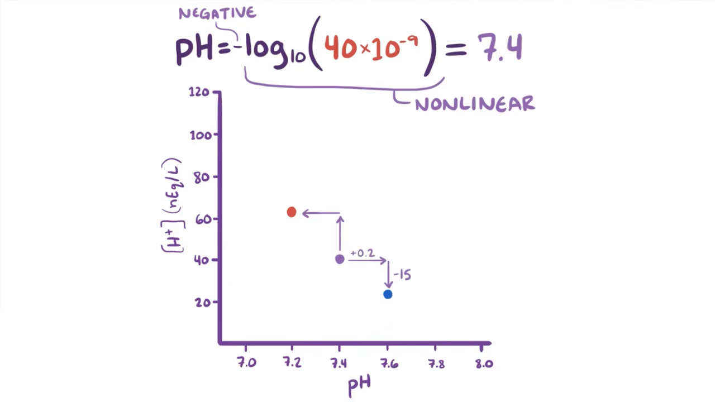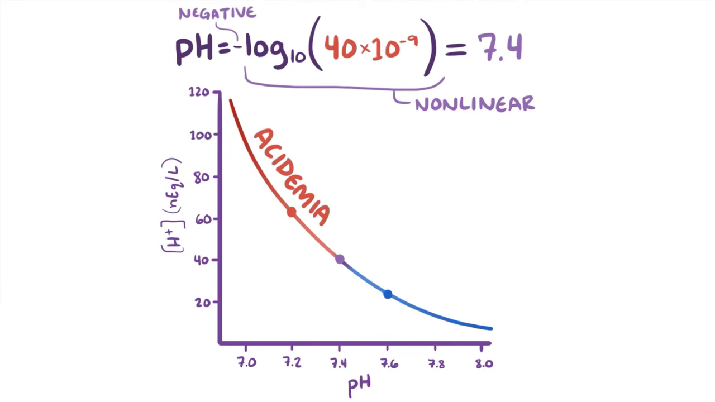Taking the same change in pH but going the other way, from 7.4 to 7.2, means an increase in the hydrogen concentration of 23 nanoequivalents per liter. This is why the graph of hydrogen ion concentration versus pH has a curve to it, rather than being a straight line. For simplicity's sake, when the body's pH drops below 7.4, it's considered acidemia, and when it goes above 7.4, it's considered alkalemia.